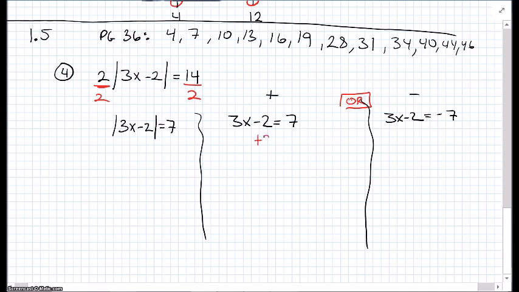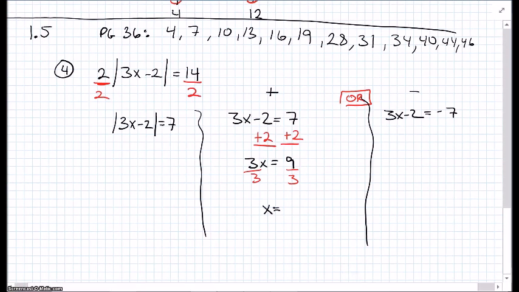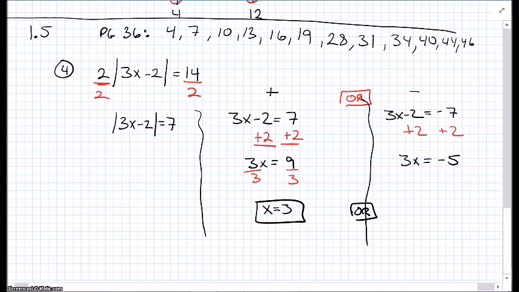On the left side with the positive, we'll add 2 to each side. So I'm going to get 3x equals 9. Divide each side by 3, and we're going to get x equals 3. Don't forget our or statement. Now we're going to work the negative side. Add 2 to each side of the equation. I'm going to get 3x equals negative 5. Divide each side by 3. So I'm going to get x equals negative 5/3.